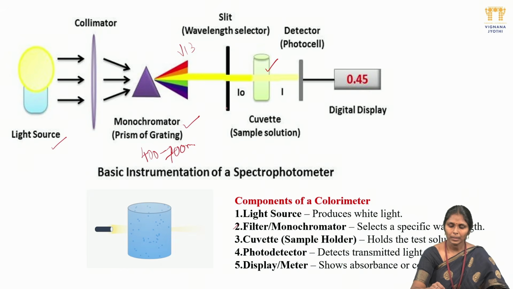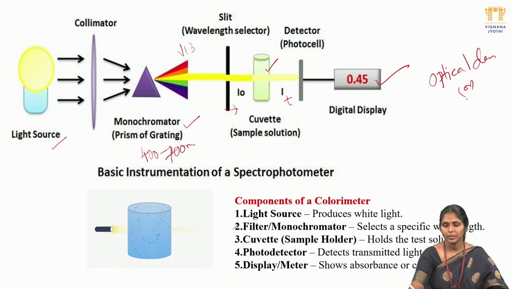Here, based upon how much incident light is passed through the solution and how much light is emitted, which is called the transmitted light, we can take the absorbance values on the display. Those display values are in terms of optical densities. Optical density or absorbance values we can get on the display.